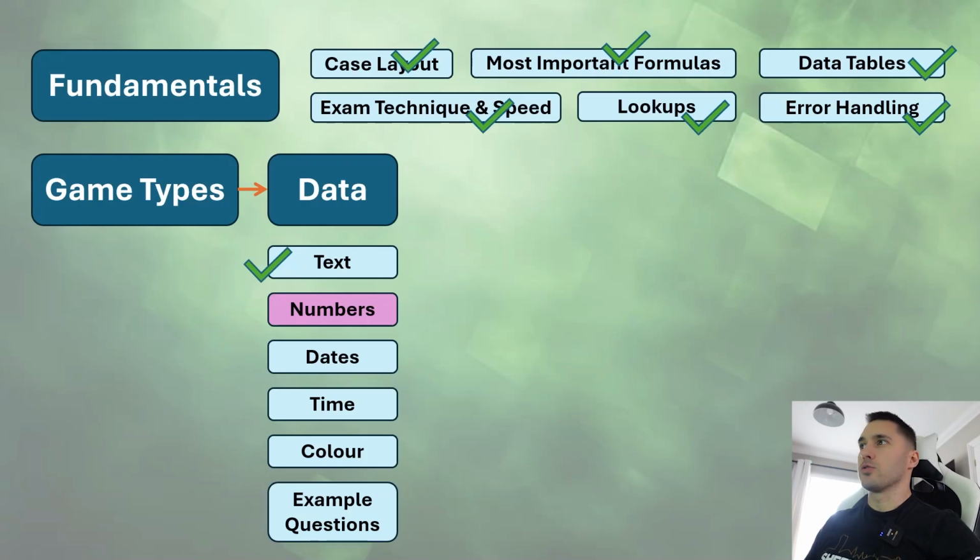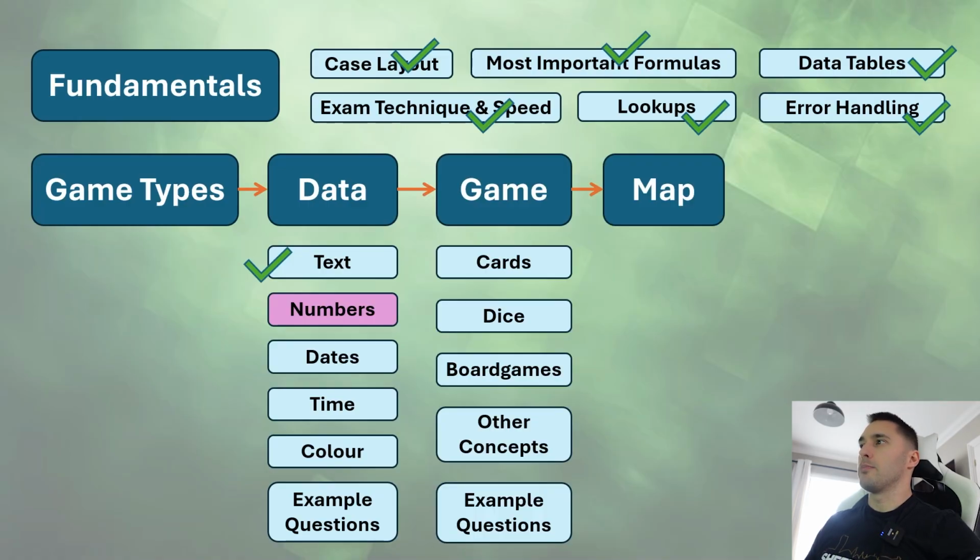I've covered the fundamentals section and we're now in the specific game types, starting off with data games, which covers most of them. We've done a text video. This video is going to be all about numbers. There's more to come in this course.